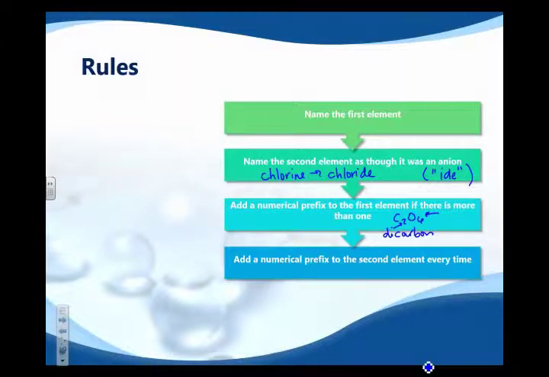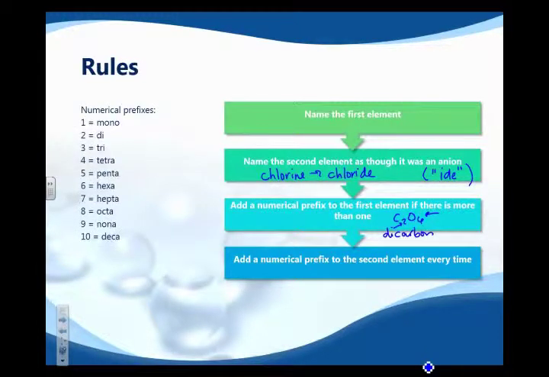The last step is to add a numerical prefix to the second element, and that happens every single time. So on the first element, we do it if there's more than one of that element, and on the second element, we add it every single time. So what are those numerical prefixes? If you don't recall them, I've got them listed here, and you can see you've got mono, di, tri, tetra, penta, hexa, hepta, octa, nona, and deca, 1 through 10.